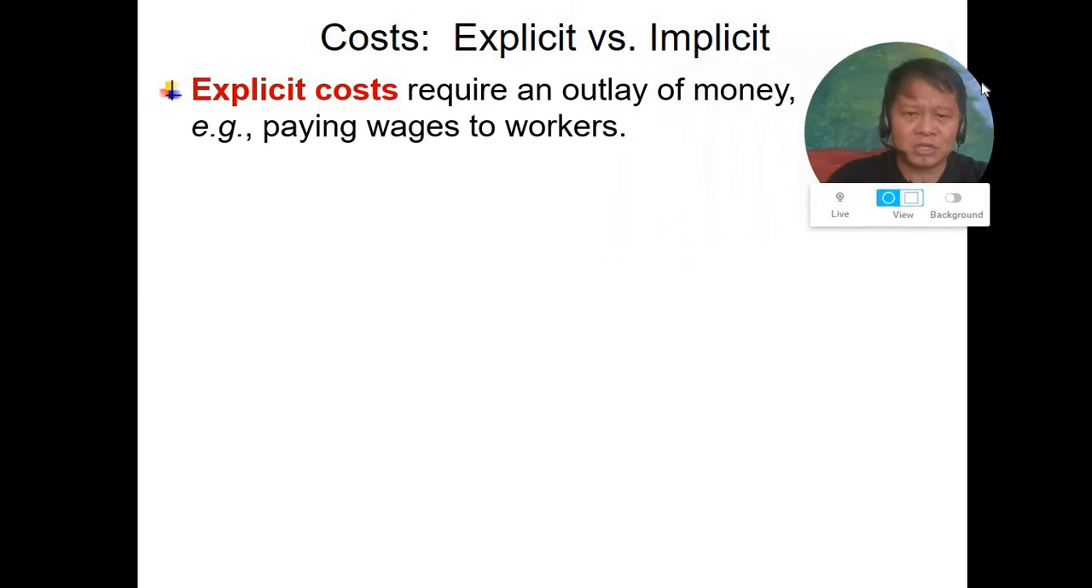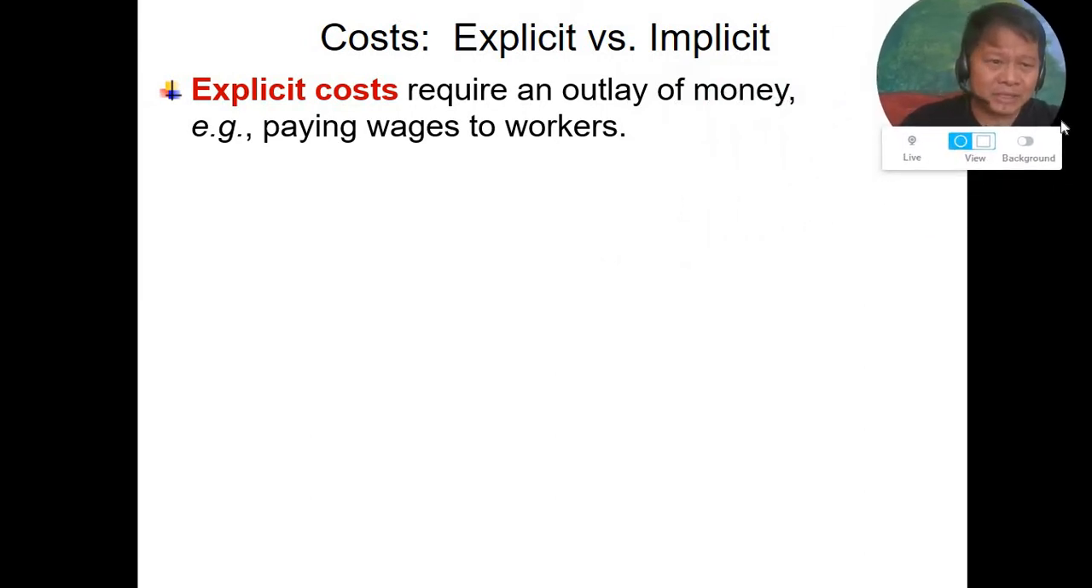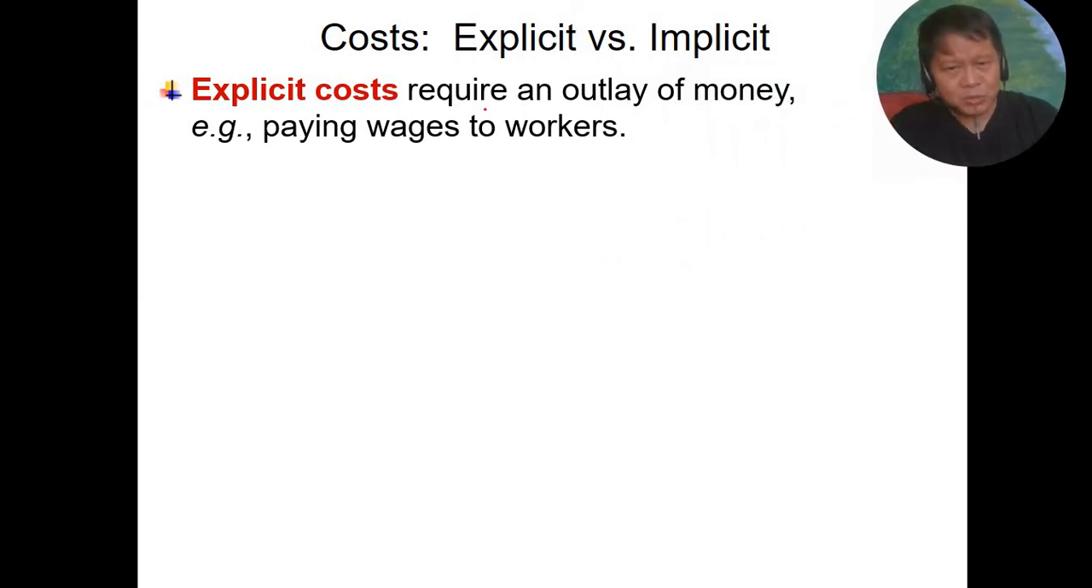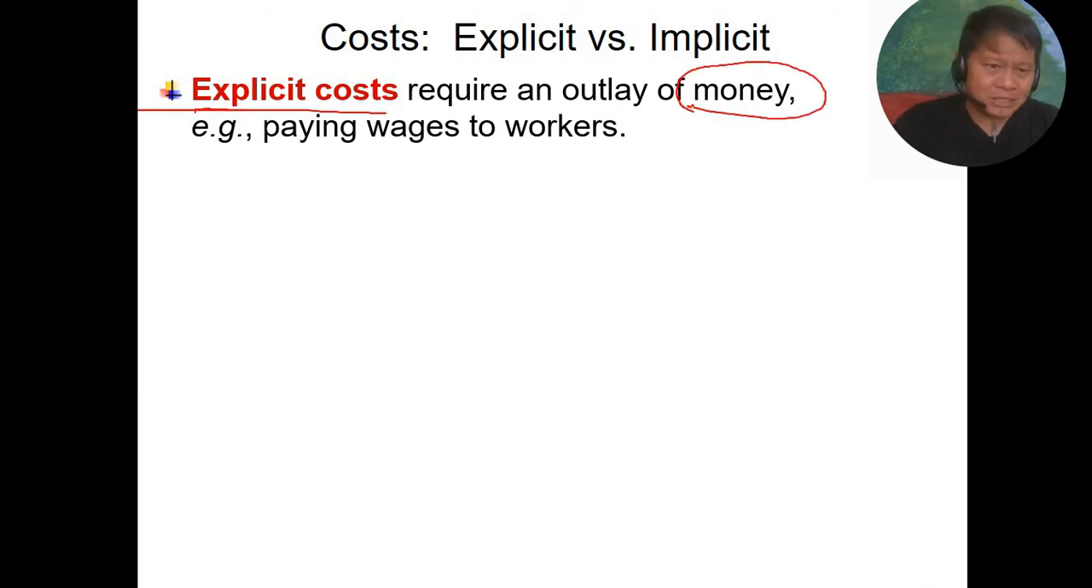We have explicit cost and implicit cost. So these are costs. Now when you say explicit cost, we're talking about a cost that requires an outlay of money. So it needs an actual outlay of money, that is an explicit cost. Explicit means clear, the money that is needed.